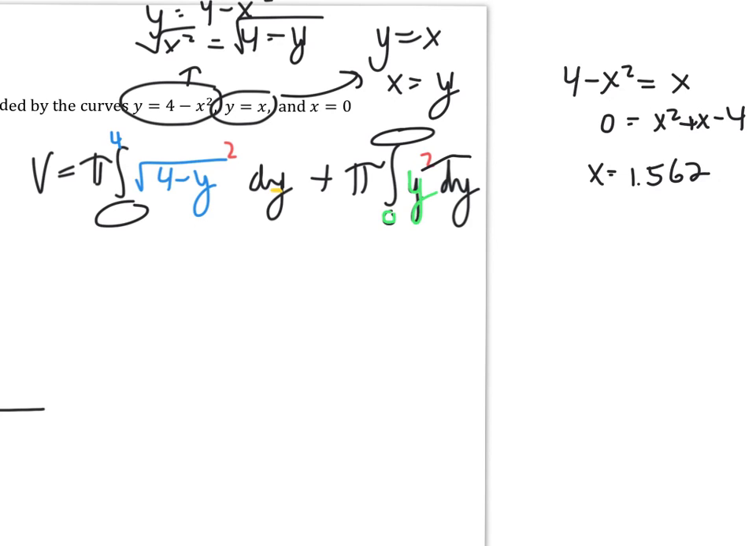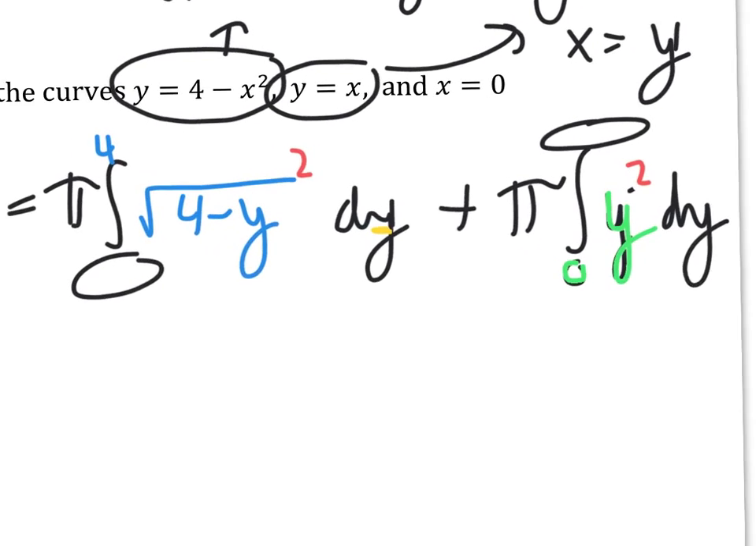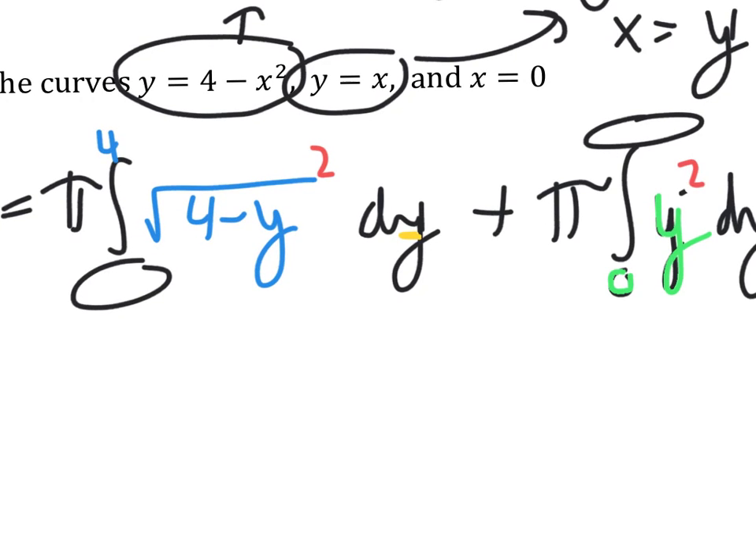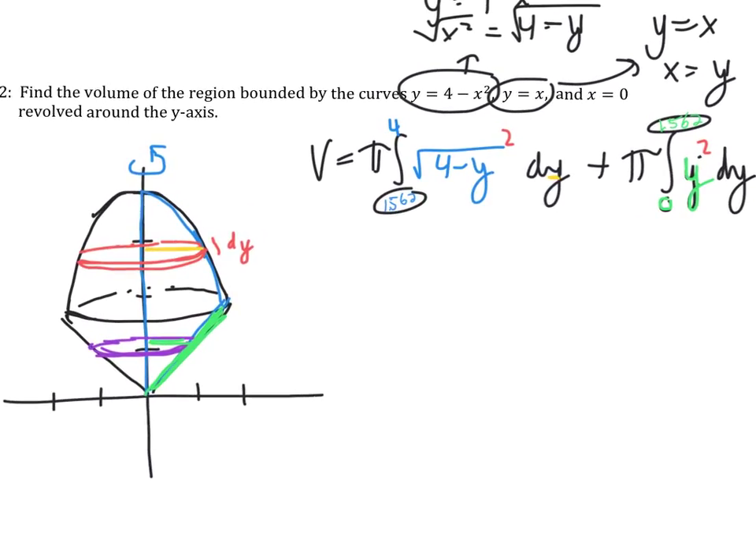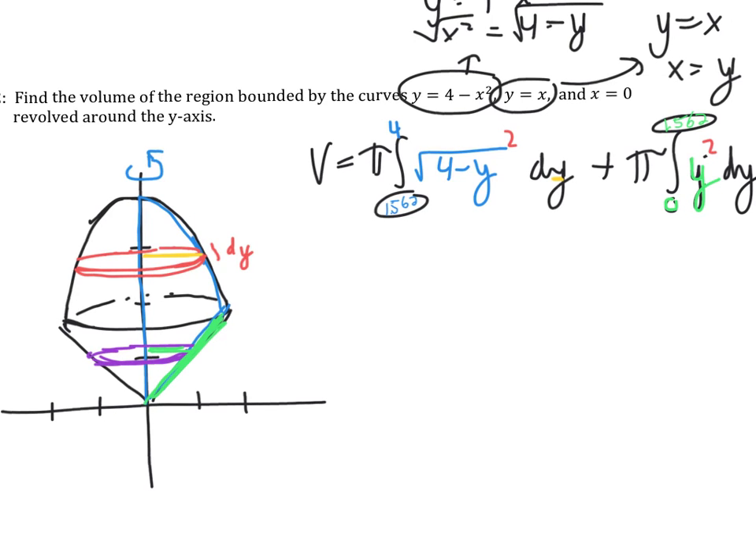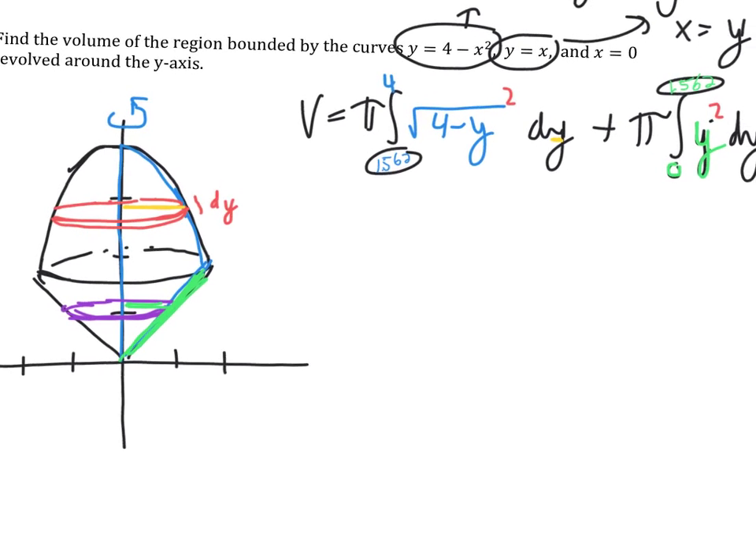for my upper and lower limit of integration respectively. 1.562 is going in here, and then 1.562 is going in here. Okay, now remember, those are y values. Well, they're x values and y values, because that's my line y equals x, it's the same exact value. So it doesn't matter which one you do. Okay? So from there, let's go ahead and evaluate this integral.